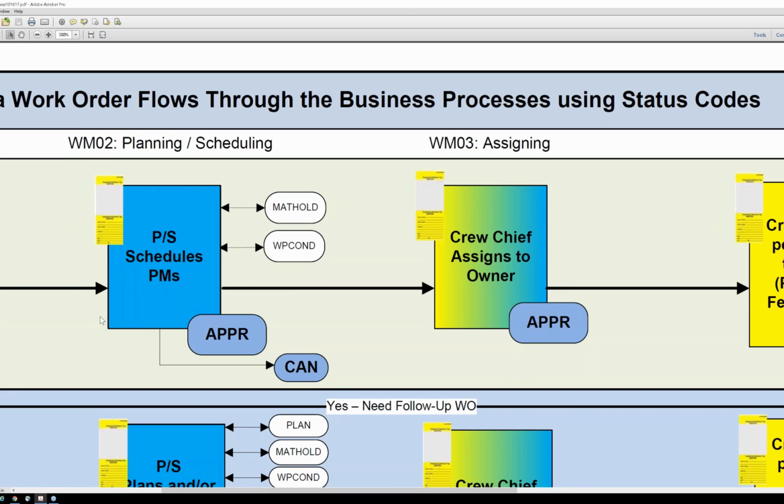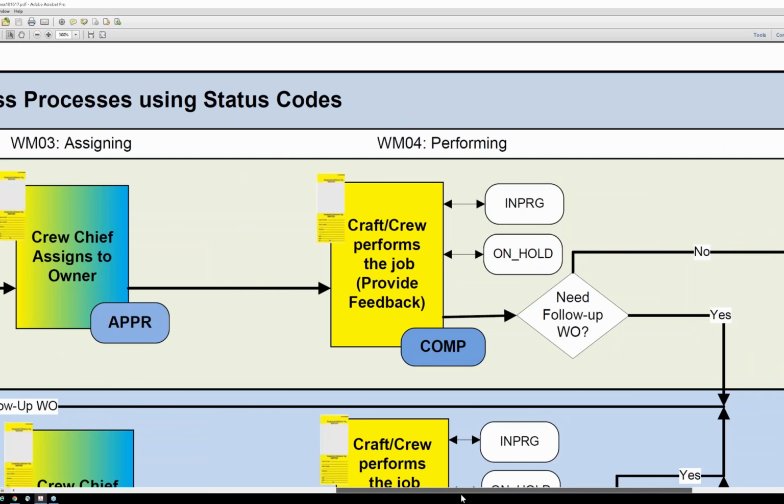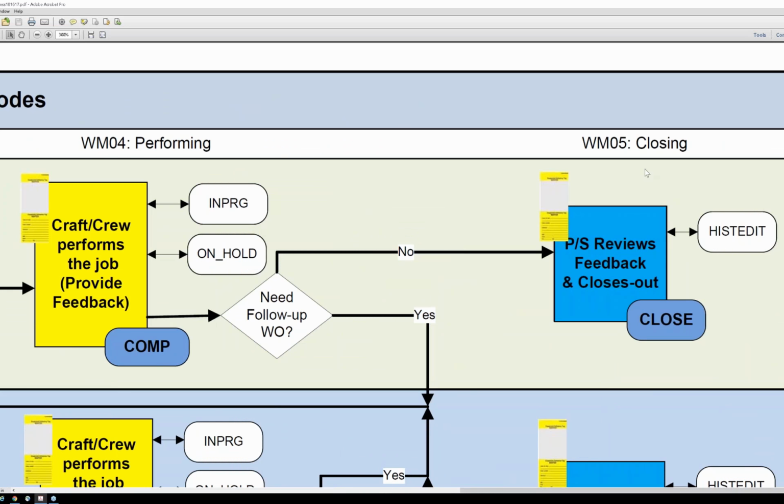But in this organization, planning and scheduling functions are actually performed by a particular person that has those functions. Then there's the assignment of the work, WMO3. And in a really small organization, planning, scheduling, and assigning may actually all be done by the same person or a certain group of people, depending on what they are. Then there's WMO4, which is performing. And then there's WMO5, which is closing.